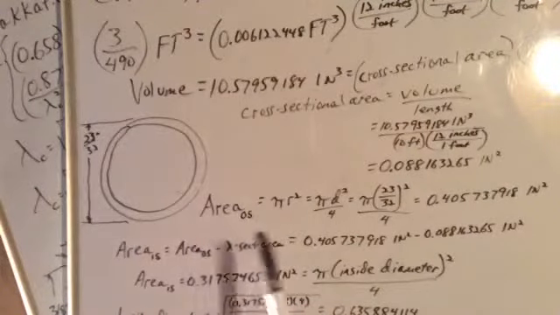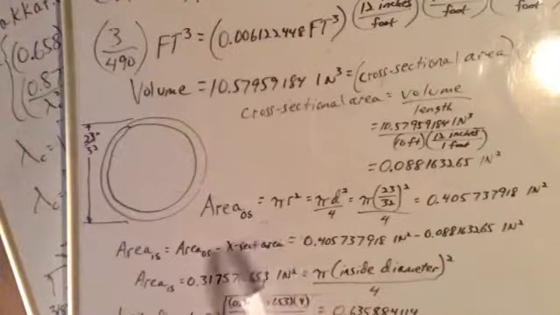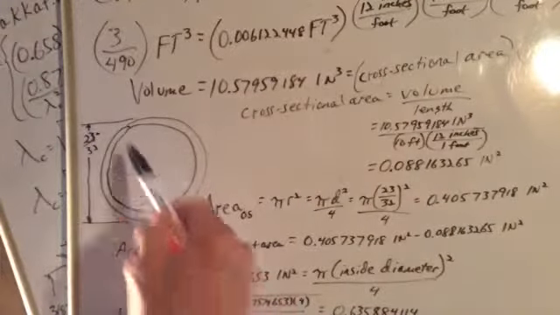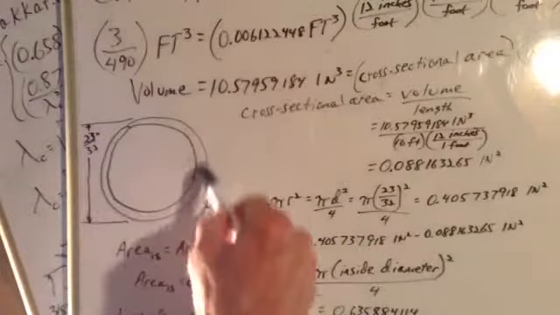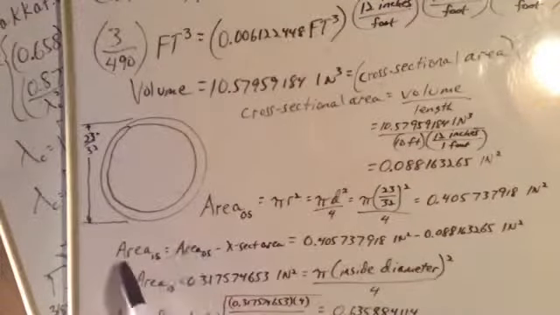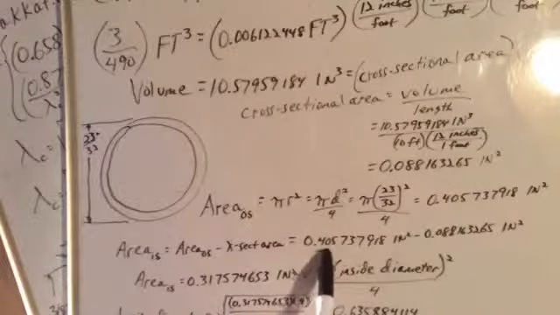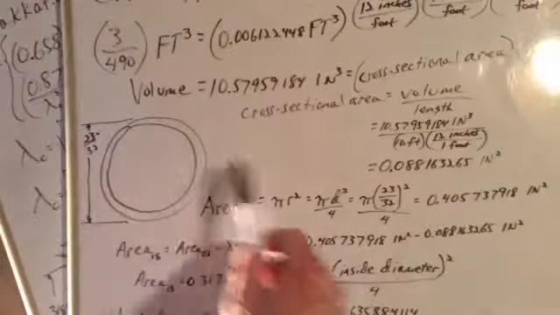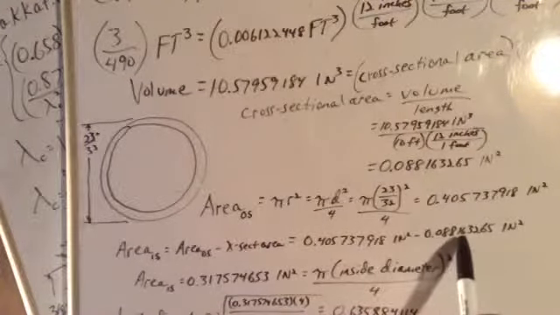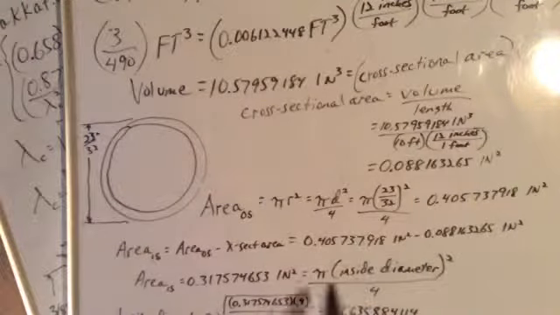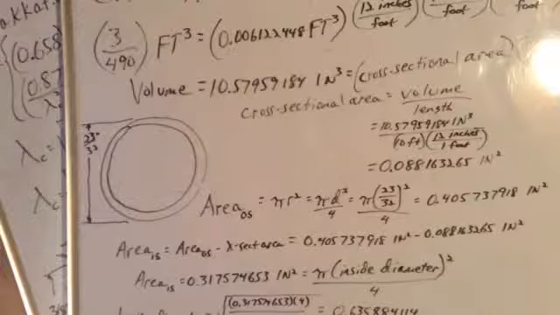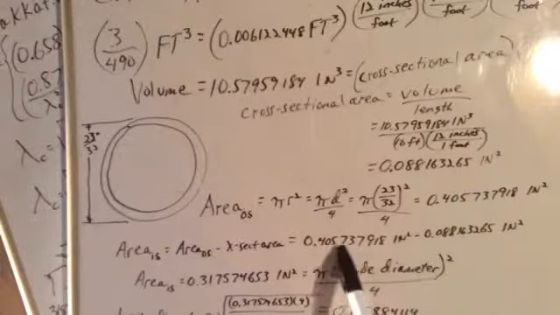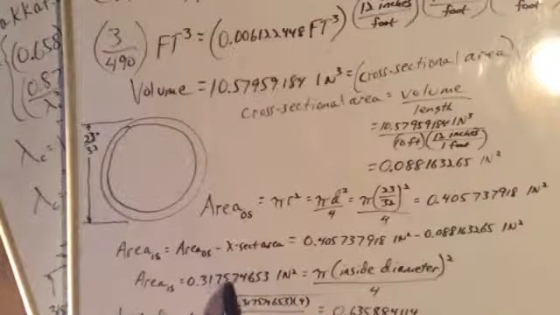Now, we know the area inside is equal to the area outside minus the cross-sectional area. So the area inside is the area outside, which we just figured out, minus the cross-sectional area, which we figured out a while ago, 0.088. That minus that is 0.3175. So we know our inside area.